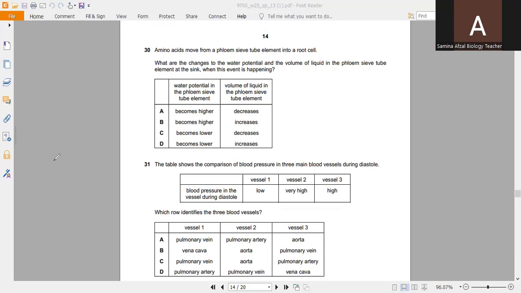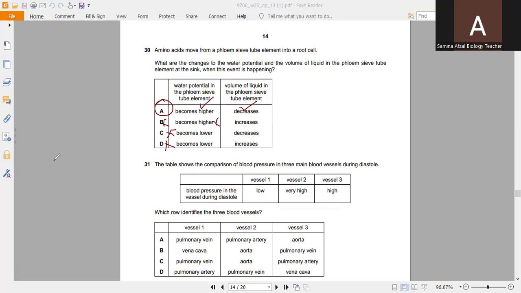Then the movement of the water will take place because the water potential inside the sieve tube elements is now higher than that of the surrounding tissues. Water leaves the sieve tube elements by osmosis. Then the volume will change as water exits the sieve tube elements. The hydrostatic pressure drops and the volume of the liquid decreases. So water potential becomes higher and the volume of the liquid decreases. So A is the correct option as I have described the whole scenario.